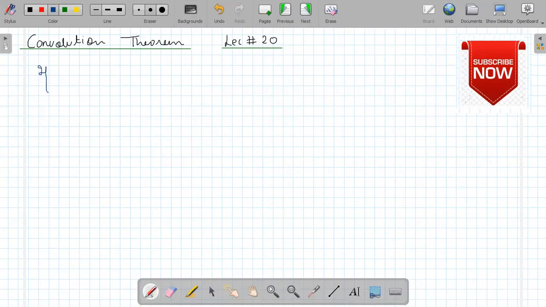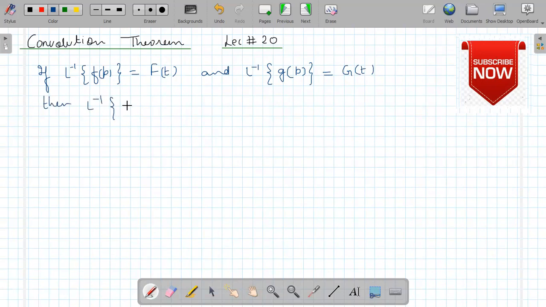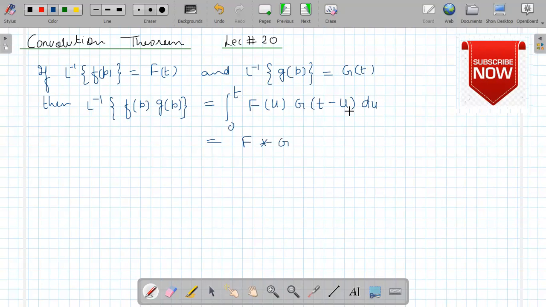So the theorem says that if Laplace inverse of F(p) is equal to f(t), and Laplace inverse of G(p) is equal to g(t), then Laplace inverse of F(p) into G(p) will be integral 0 to t f(u), where t will be replaced by u, into g(t minus u) du. We also denote this whole expression by f star g.